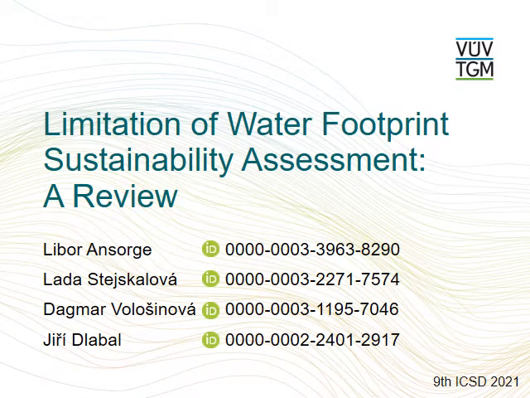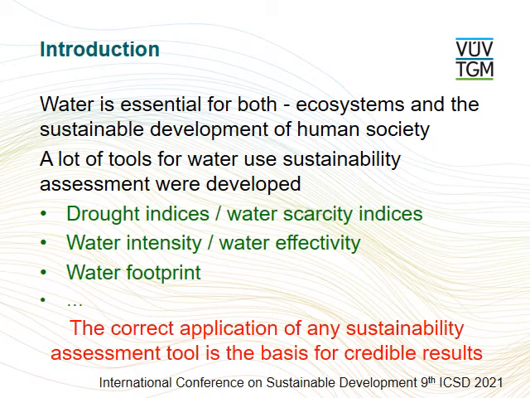Today's presentation is focused on water footprint, respectively on limitations of sustainability assessment. Water is crucial not only for ecosystems but also for human society, and we are using several tools for sustainability assessment. For example, several indices such as drought indices and water scarcity indices.